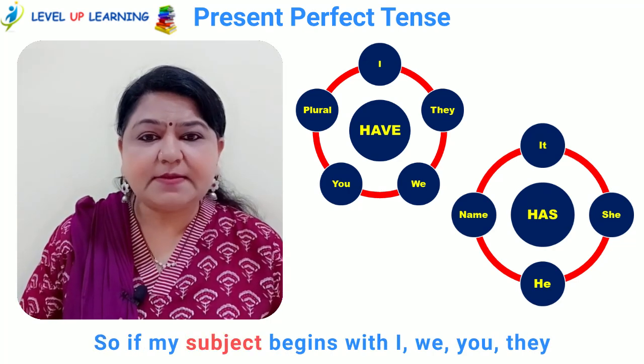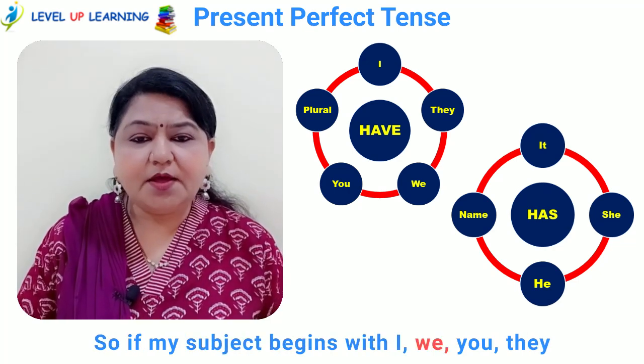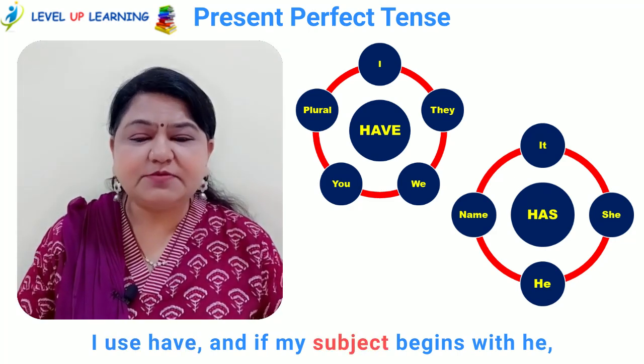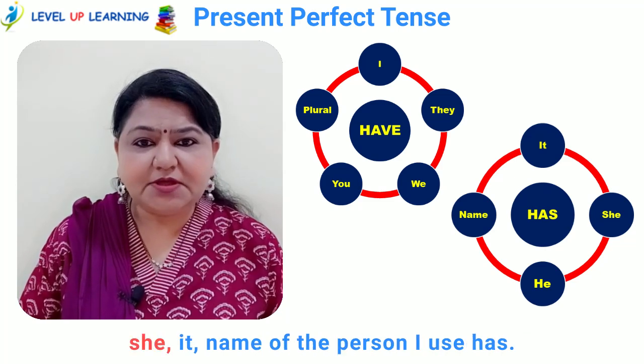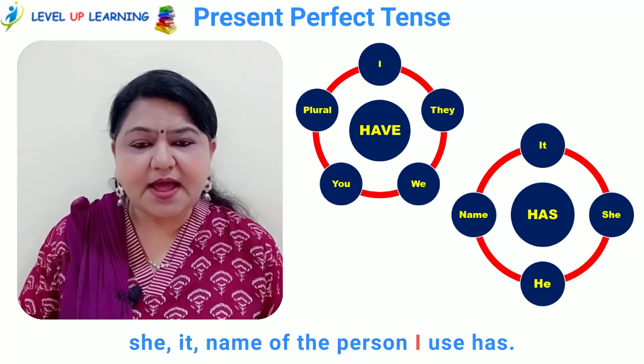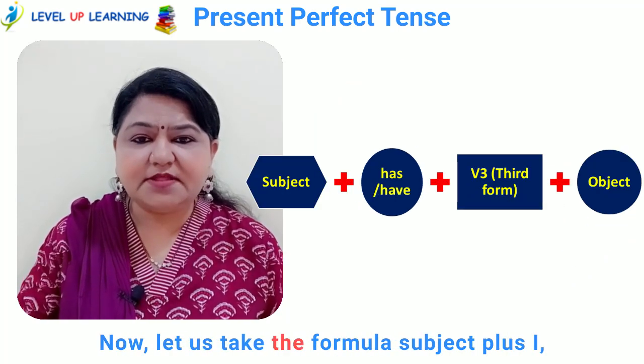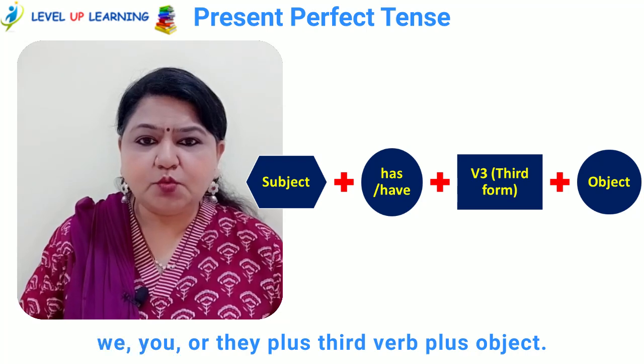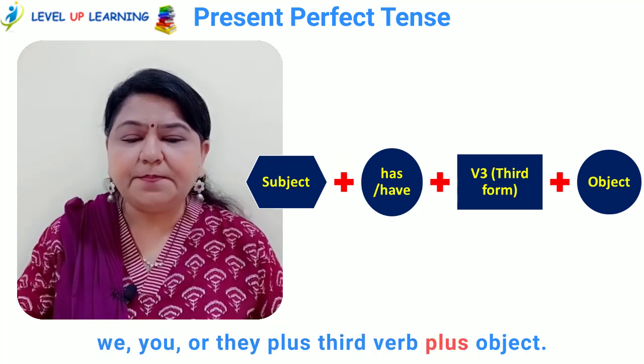So if my subject begins with I, we, you, they, I use have. And if my subject begins with he, she, it, name of the person, I use has. Now let us take the formula: subject plus I, we, you or they plus third verb plus object.